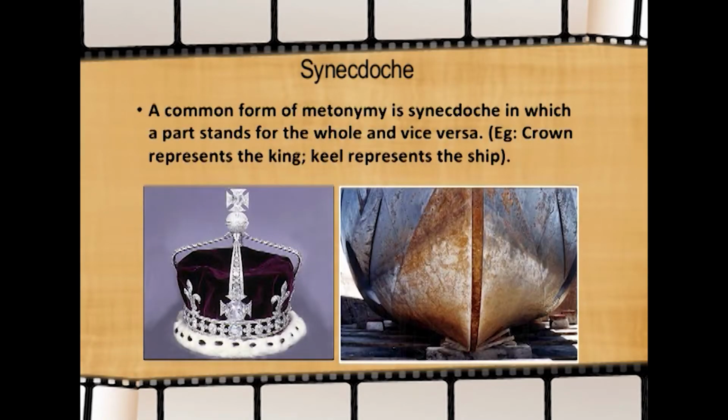Synecdoche is a type of metonymy which is part representing the whole. Like when you say crown, you mean the king or the monarch. When you say keel, you mean the ship, because there can't be just the keel. If the keel is there, then the entire ship has to be there. So part representing the whole is synecdoche. And pun is of course something all of you know. So these are the various kinds of connotations.